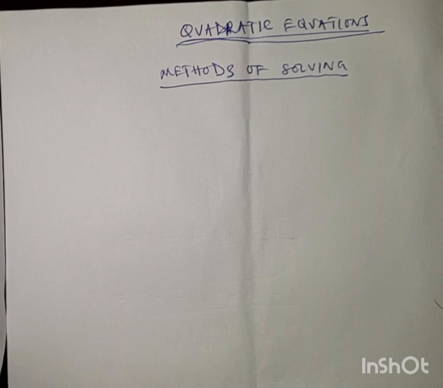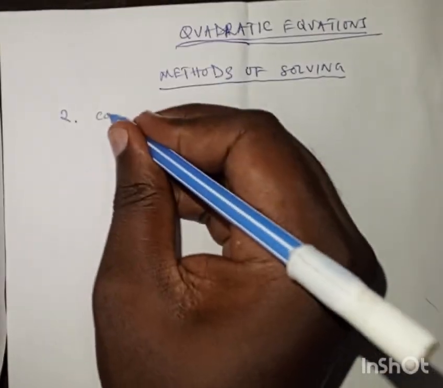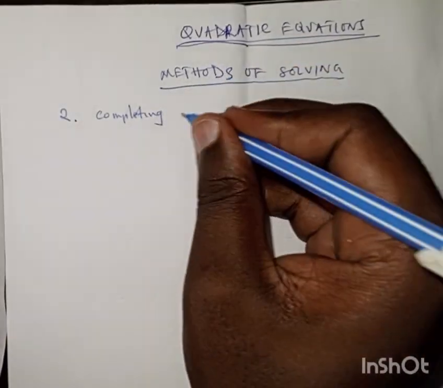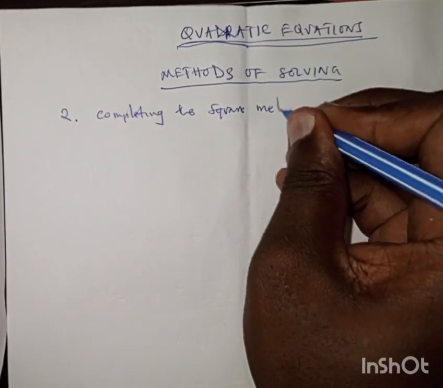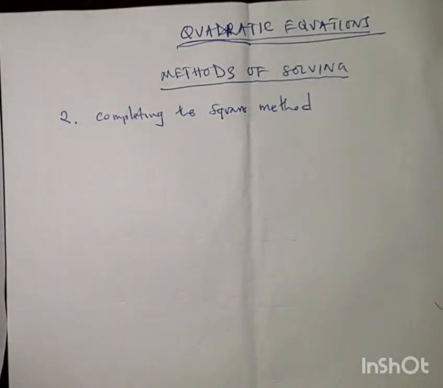Today we will look at solving quadratic equations using the completing the square method. Okay, so this is method 2, completing the square method. I'm going to explain this method by means of answering a question.